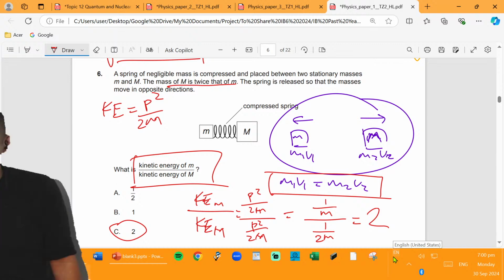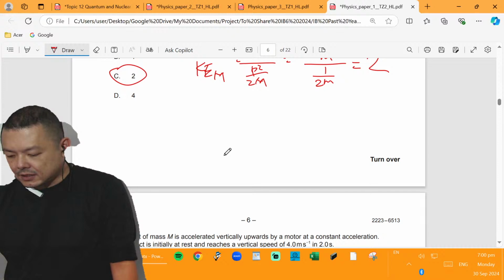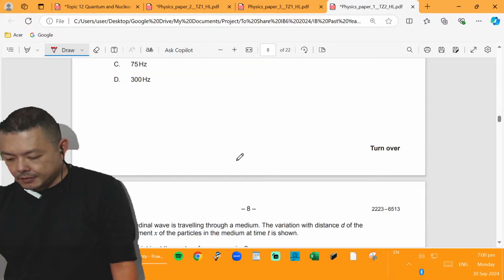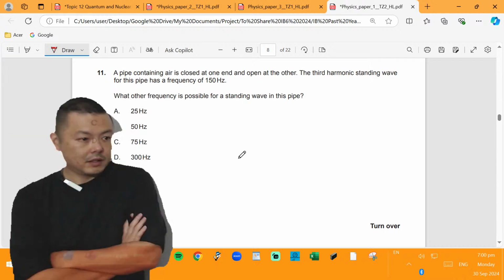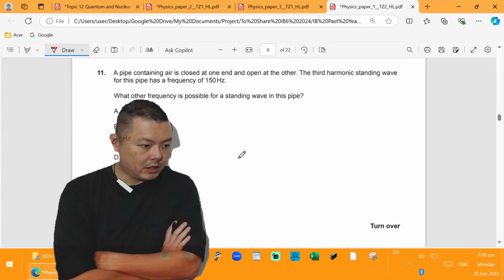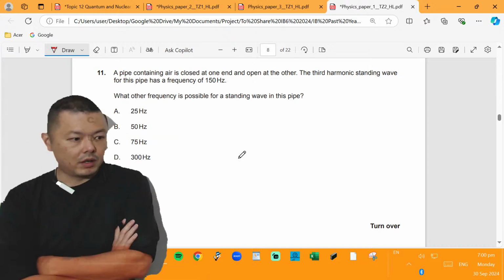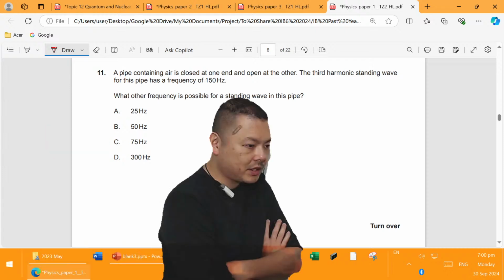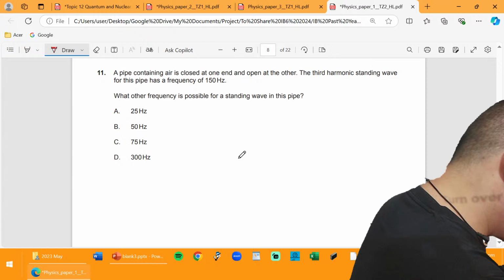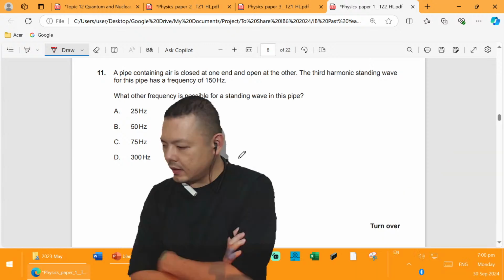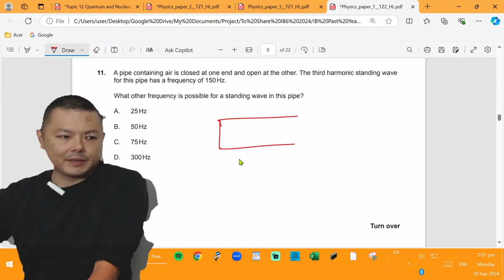Okay, 6 done. 11, come. Okay, 11. What did you do? You put D, you got it right or wrong? It's wrong. Okay, let me see your working. I mean, at least you drew the closed end and open end. Okay, so you draw closed end, open end.